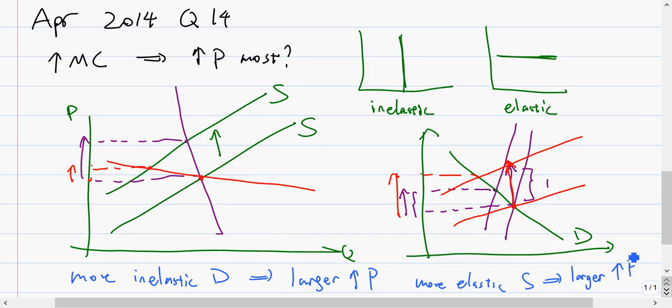So from the question, which one is more inelastic? A demand elasticity of 0.5 is the more inelastic one, and the supply elasticity of 1.5 is the more elastic one, so the answer is B.